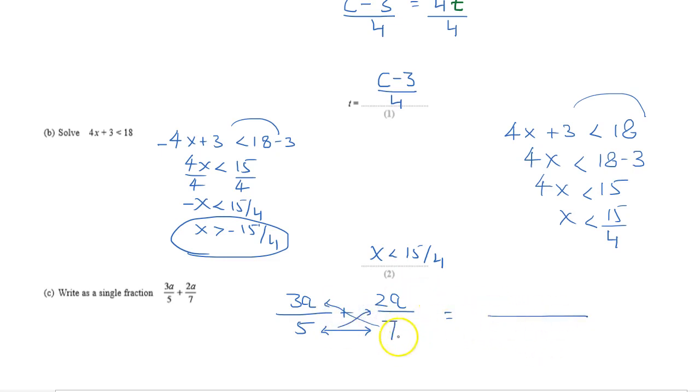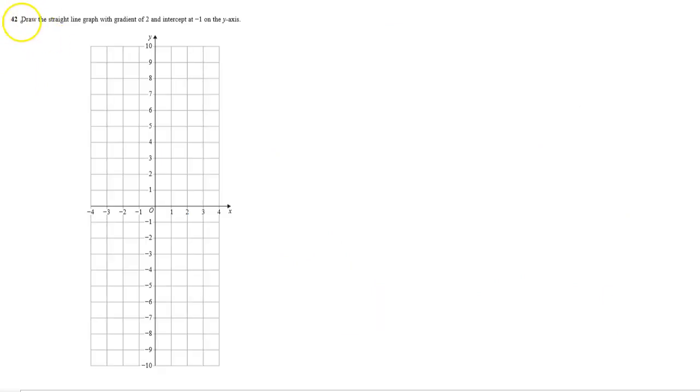Just you have to do 3 multiplications. 5 times 7 is 35. 7 times 3 is 21a plus the sign, 5 times 2 is 10a. So that is 31a over 35. Question number 42.